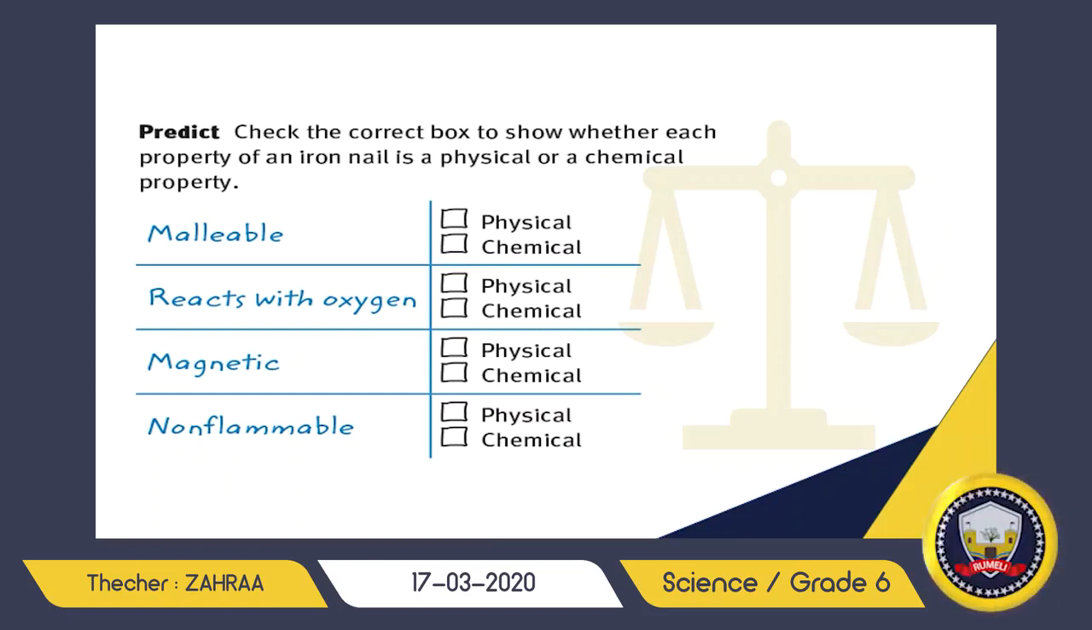The last property is non-flammable. An iron nail is non-flammable. Is it a physical or a chemical property? Yes, it's a chemical property.